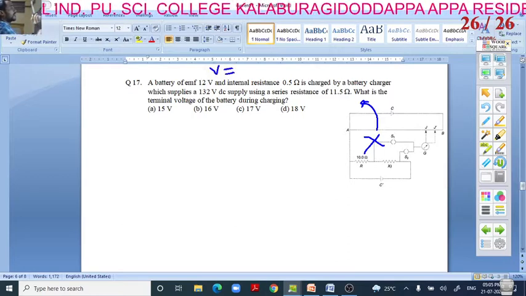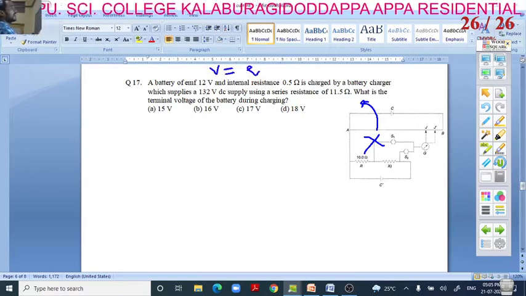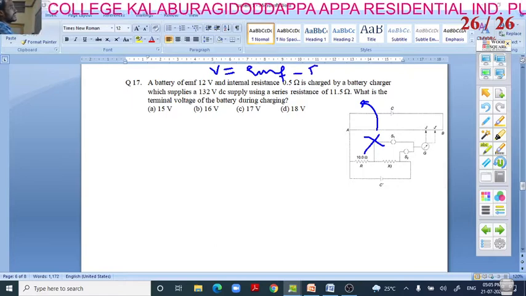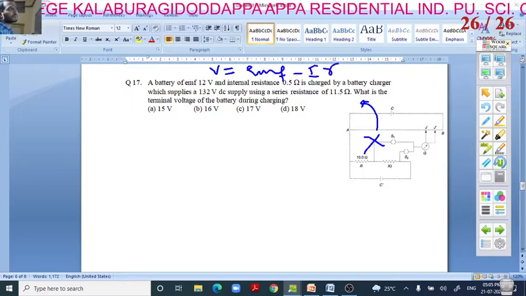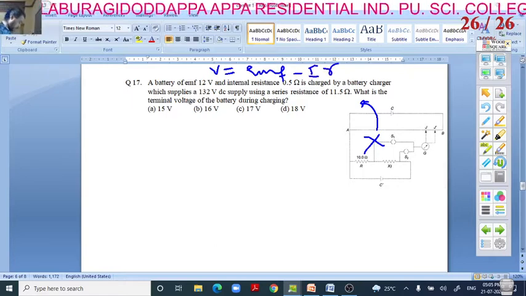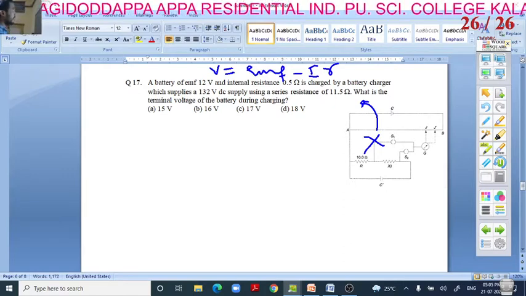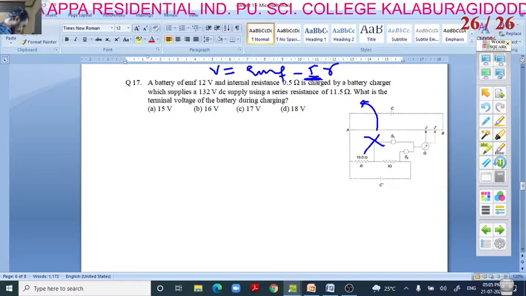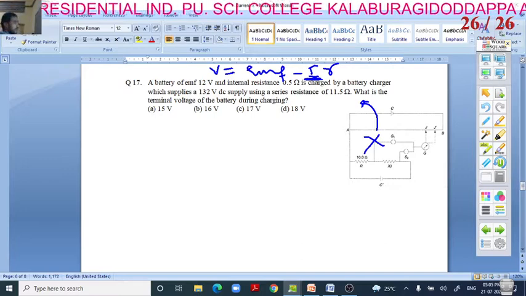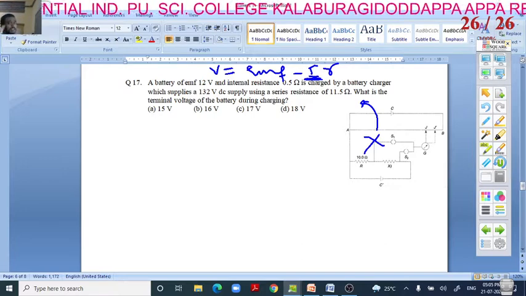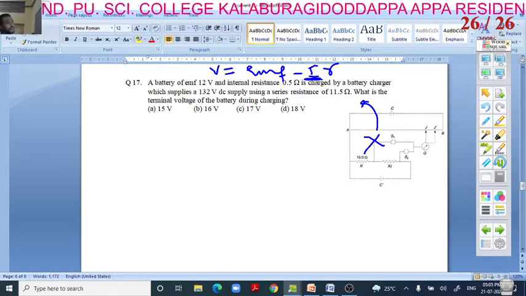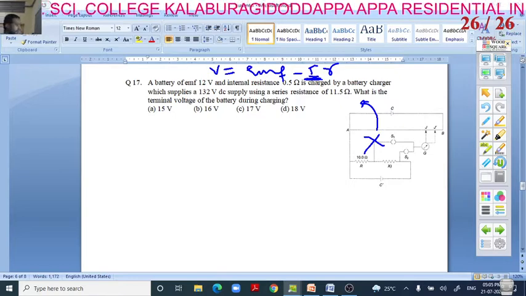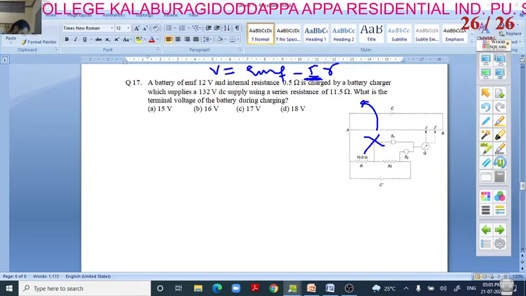Terminal voltage during charging means EMF minus Ir. During discharging it becomes plus. That's all. To find the terminal voltage, I want to know the value of I. So first I will find the value of I. I is equal to E divided by R plus r. The E value is not given here, so I will find the value of E also.